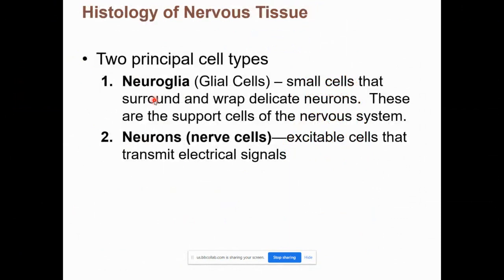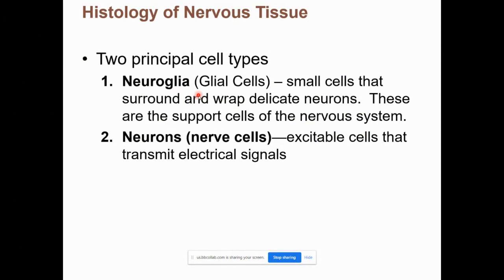There are two types of cells in the nervous system: neuroglia, or glial cells, which literally means glue cells, or nerve glue. There's a group of 6 cells that have specific jobs that we'll get to. We're going to name the 6 types of neuroglia and their function.